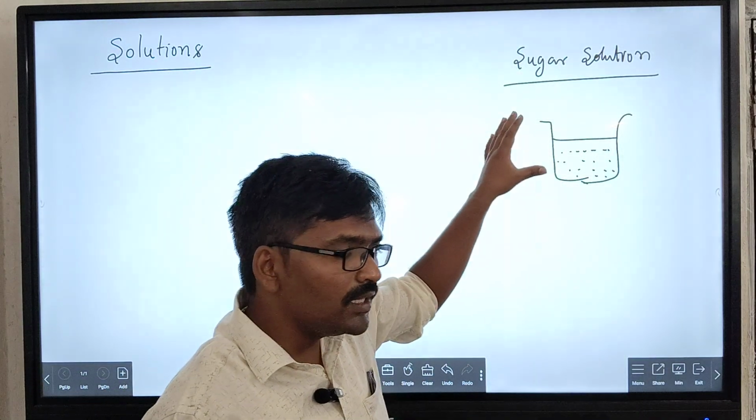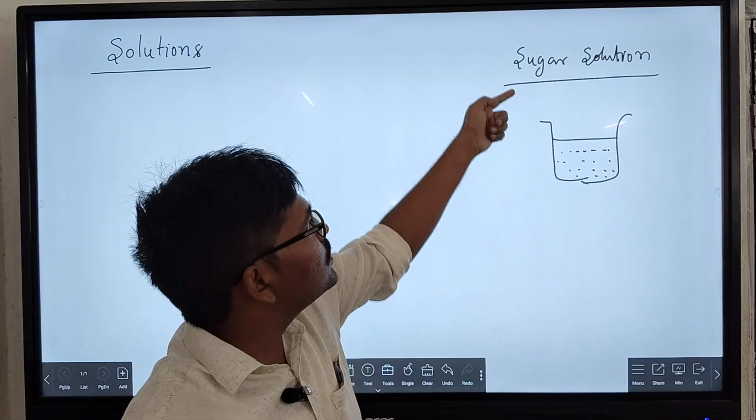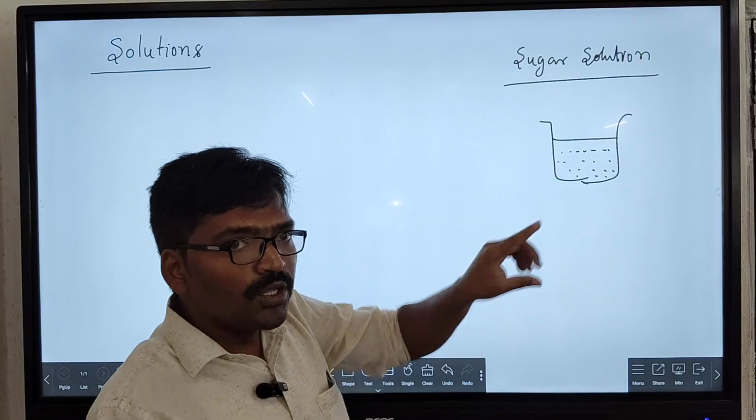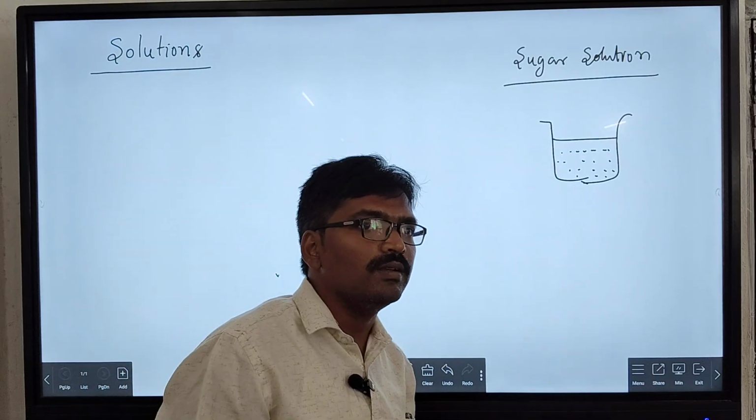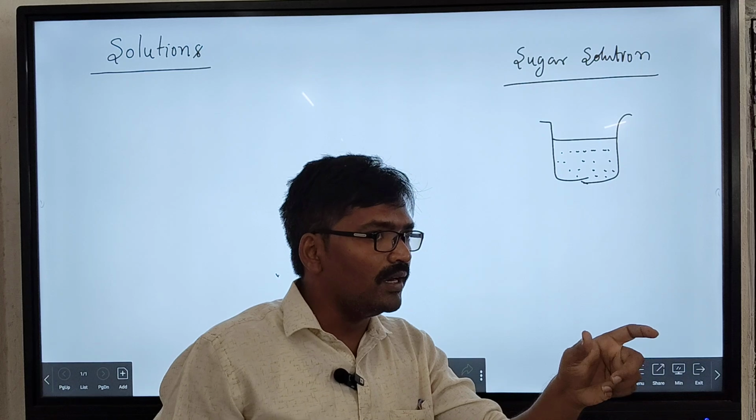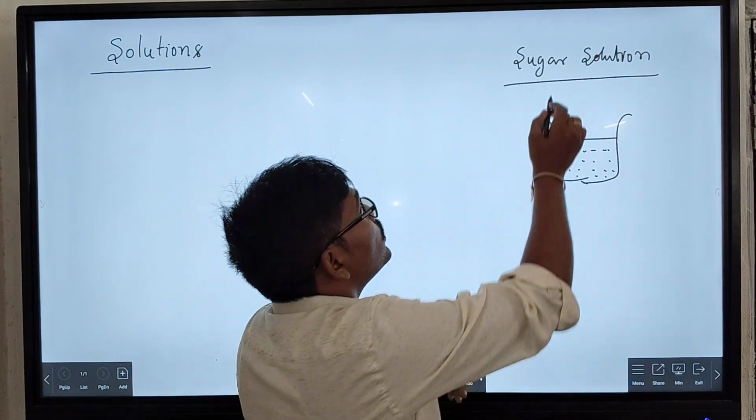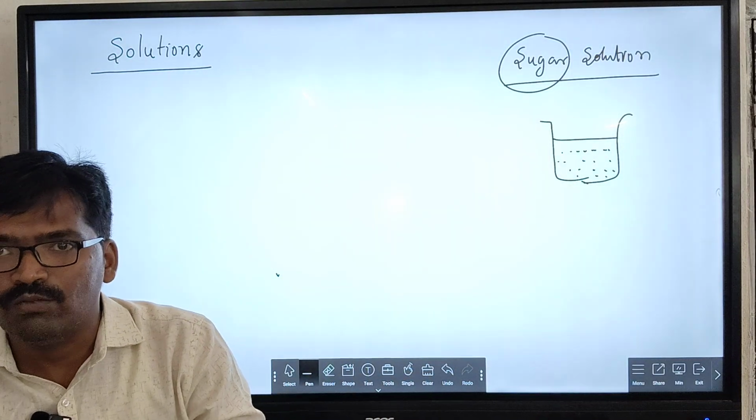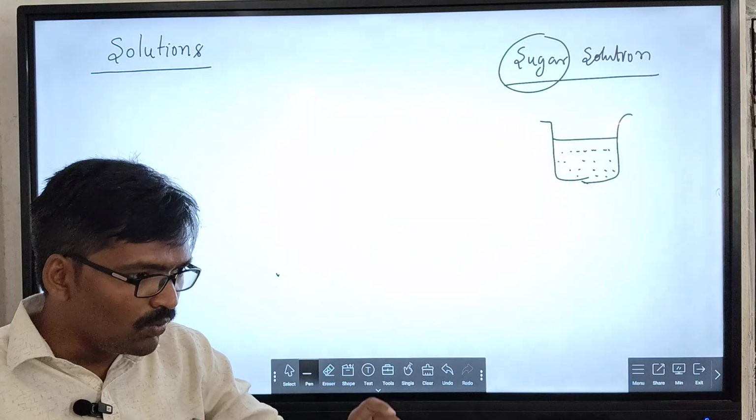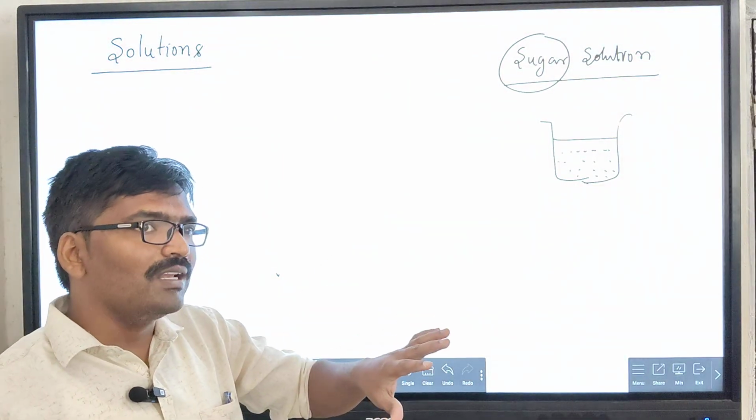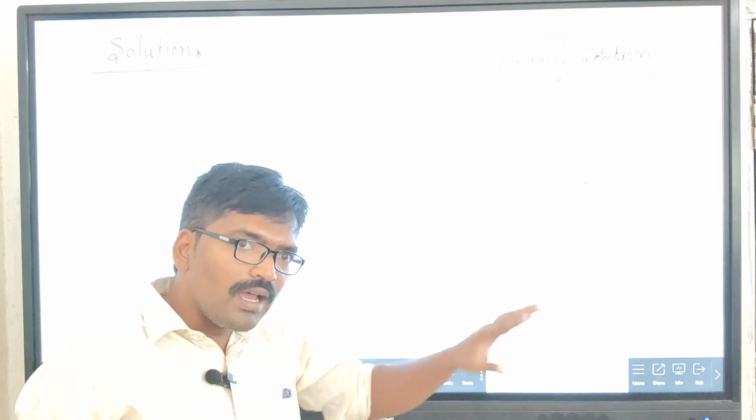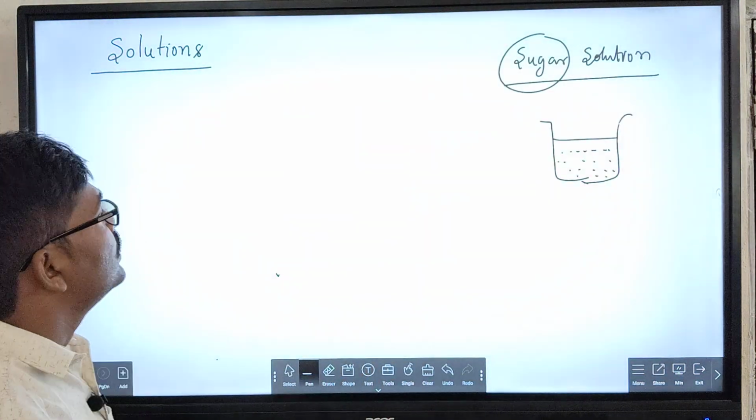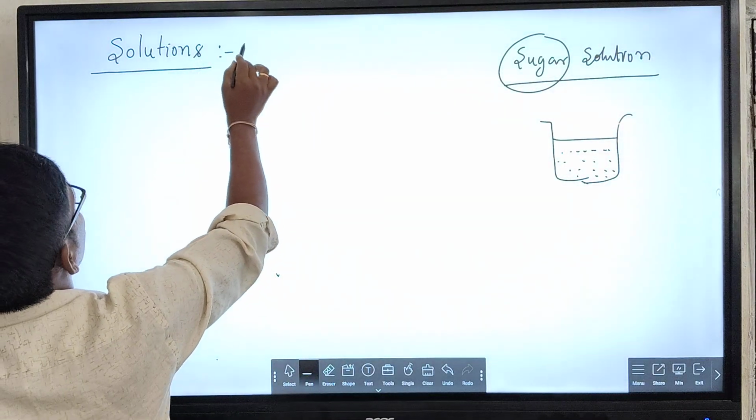If you look at that solution, we cannot identify whether sugar particles are there or not. But the sugar particles are uniformly distributed throughout the solution, and they are not visible to see. So that is called a homogeneous mixture. Homogeneous mixture means all the particles of solute are uniformly distributed in the entire solvent. That is called a solution.